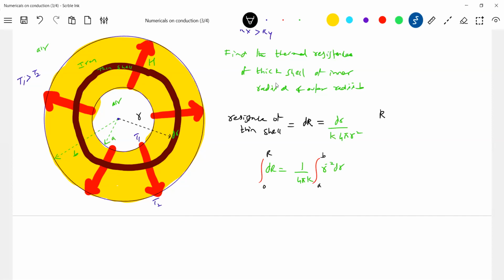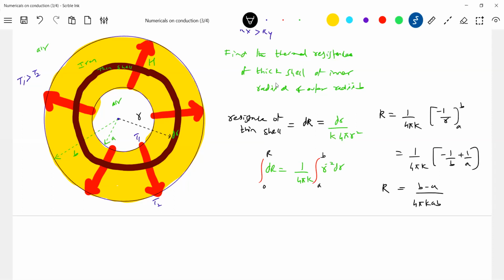Okay, the resistance of this will be 1 by 4 pi K times (1 by A minus 1 by B), the limit being A to B, which gives (B minus A) over 4 pi K AB. This is the thermal resistance of a thick shell. Okay, very simple. Just be very careful about the elemental structure. The rest, everything you can manage. Okay, limits: from where to where the metal is present, from A to B.